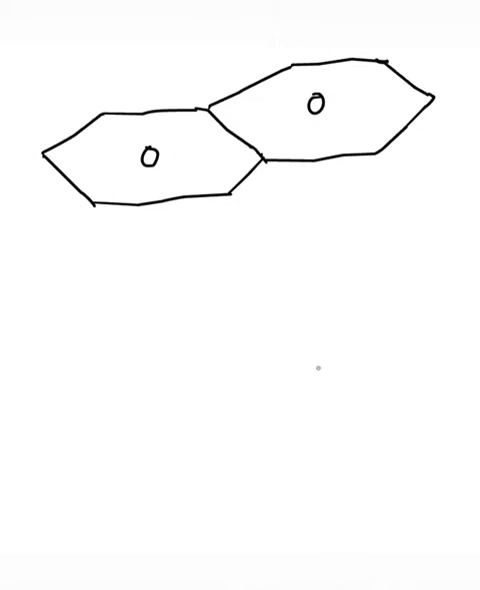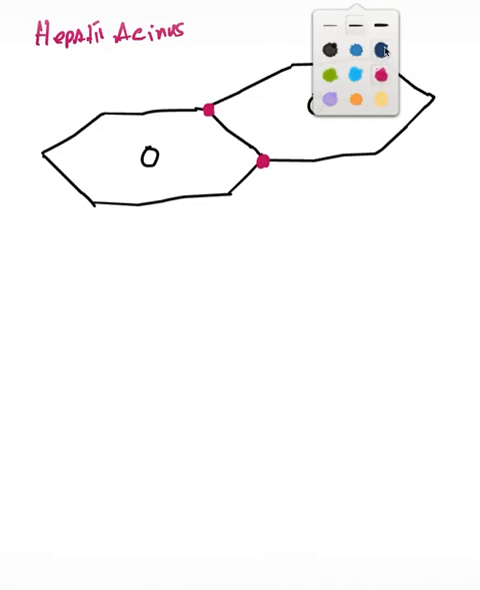Okay, and now probably the most important view in terms of toxicology and pharmacology is what's known as the acinus view. The hepatic acinus. All right, here I have my lobules. I have two lobules that are next to each other. I have the central vein, and then I have my triads here. And I'm going to draw a diamond shape.